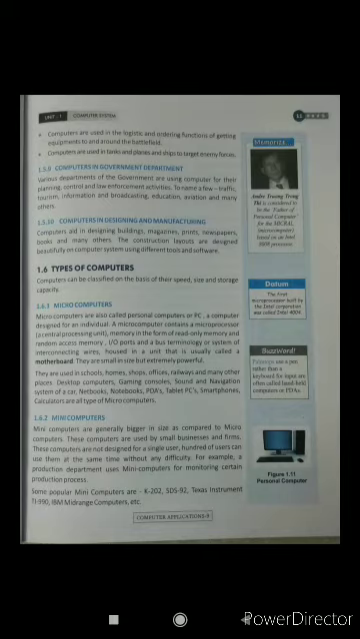Next one is mainframe computers. Mainframe computers are very large and expensive computers which can process data at a very high speed. See, this is a mainframe computer. It is being used for many more databases and a large storage capacity.